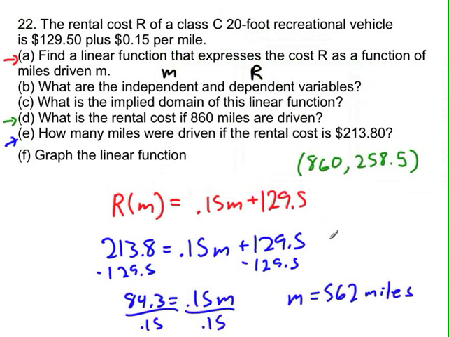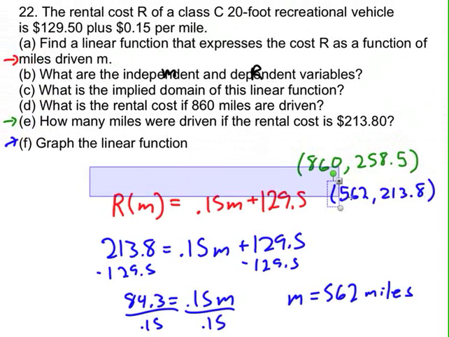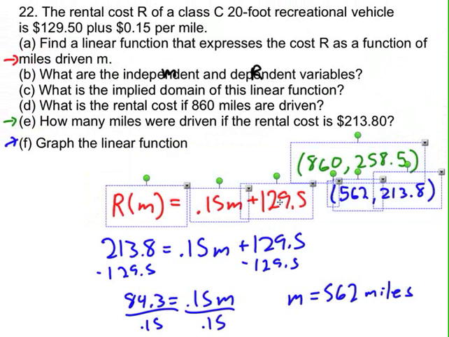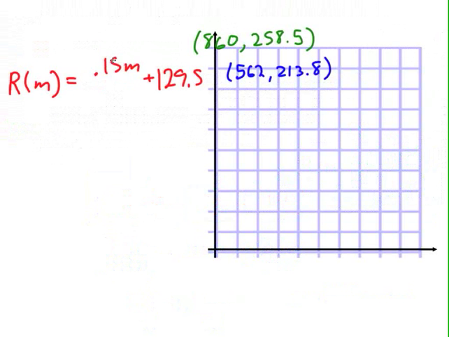Now I'm going to use that as a point as well. So my miles is going to be my X value, my inputs. And my Y was 213.8. Now, I'm going to take all this information and I'm going to put it on this next page, which I already have a graph ready for us.